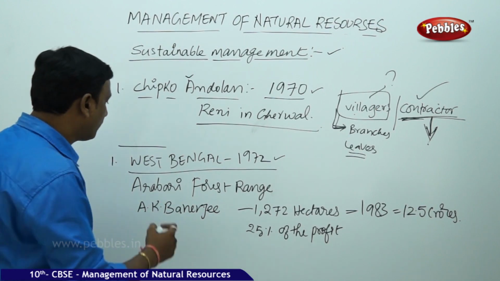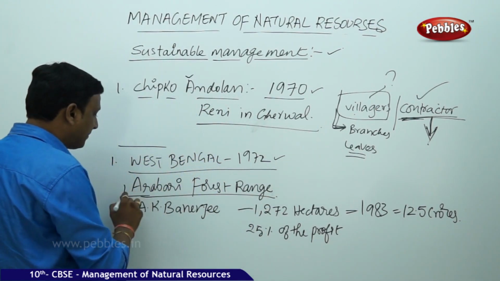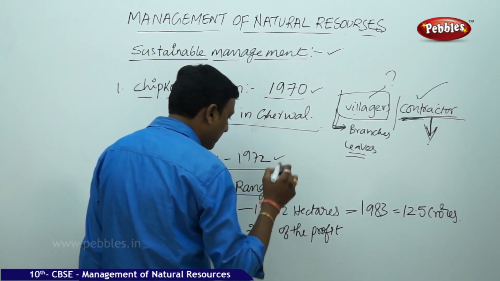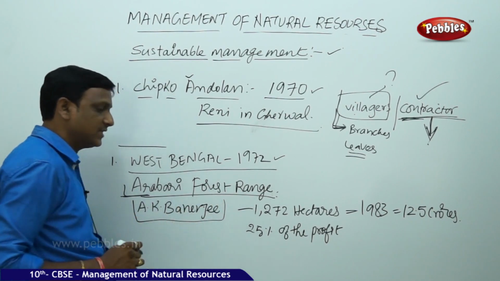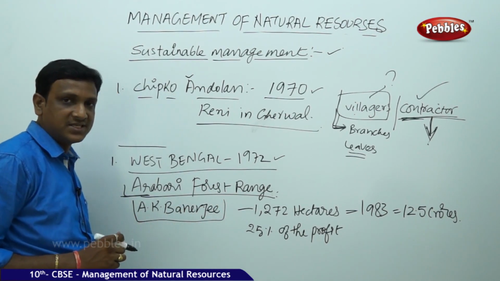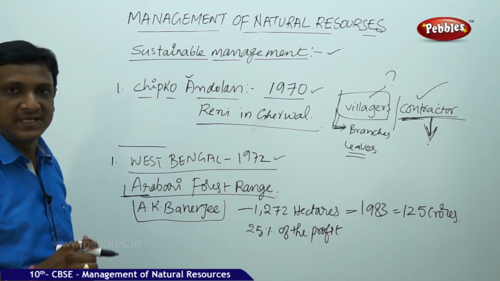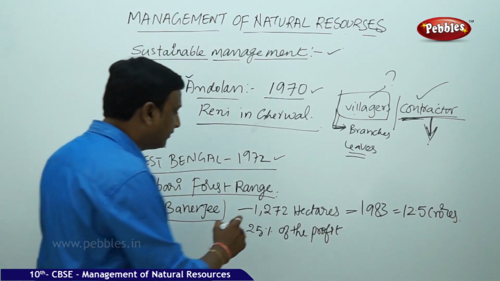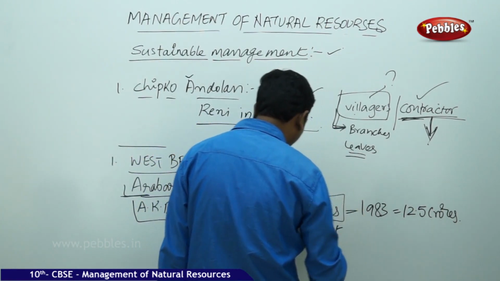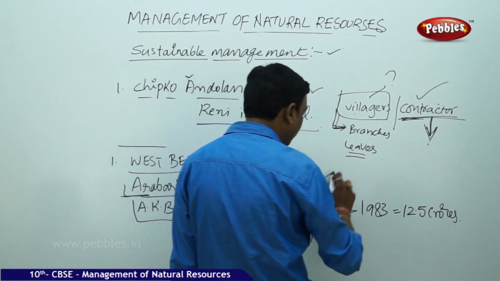So here the government, the forest department, changed its strategy. This happened in the Arabari Forest Range in Midnapur district. A forest official named A.K. Banerjee made an agreement with the villagers. The salt forest was very much degraded and useless, with no commercial value. So he took the help of the villagers to grow the salt forest again in 1272 hectares of land.